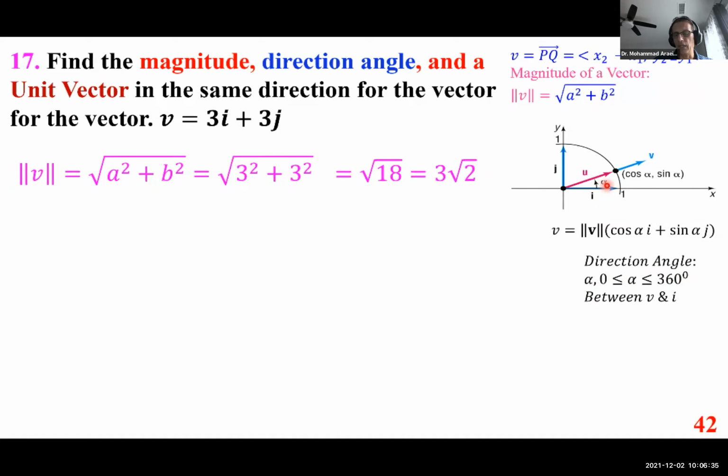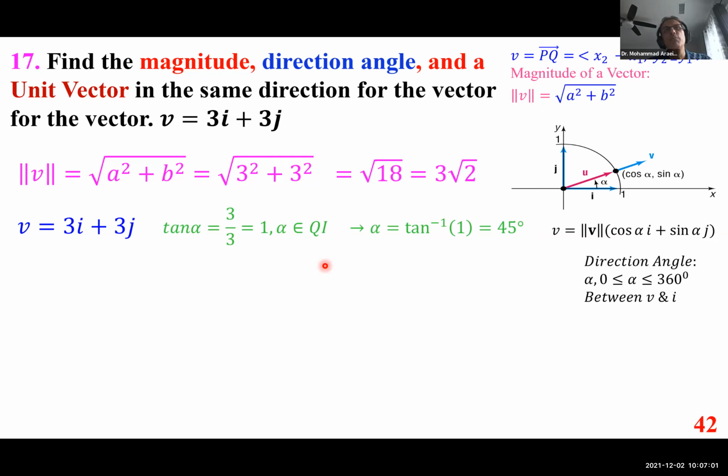And so again, we use tangent. We know v is 3i plus 3j, and tan is y over x, which is 1. And we know it's in the first quadrant, right? 3 units along the x-axis, 3 units along the y-axis puts us in the first quadrant. Since we know that, it gives us 45 degrees or pi over 4. So that's the direction angle.